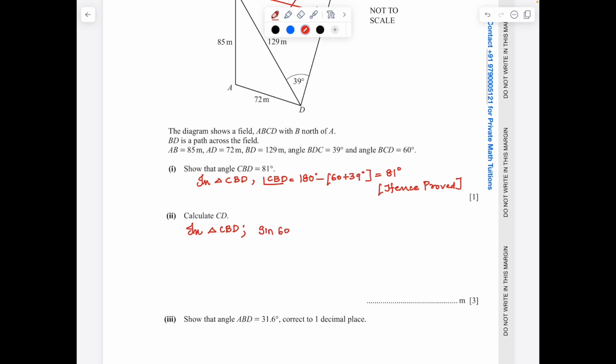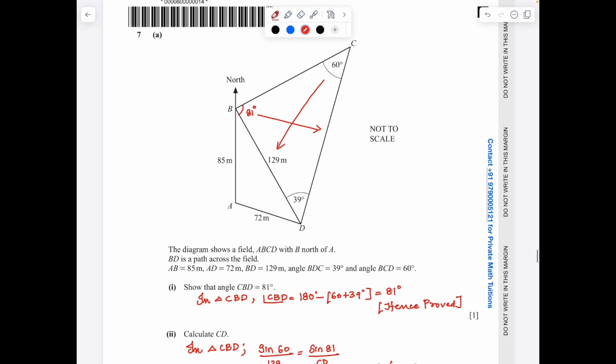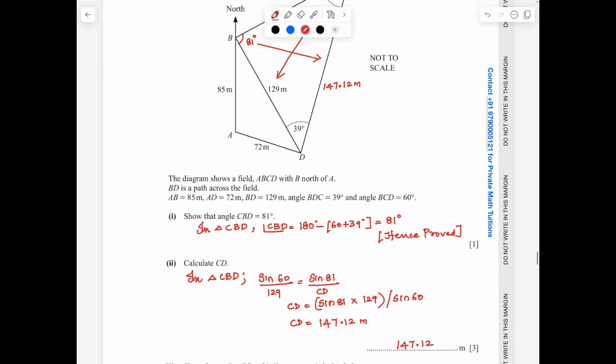Sine 60 by 129 is equal to sine 81 by CD. So CD is equal to sine 81 into 129 the whole by sine 60, which gives us 147.12 meters. So let me mark it here also in the diagram. Fine.